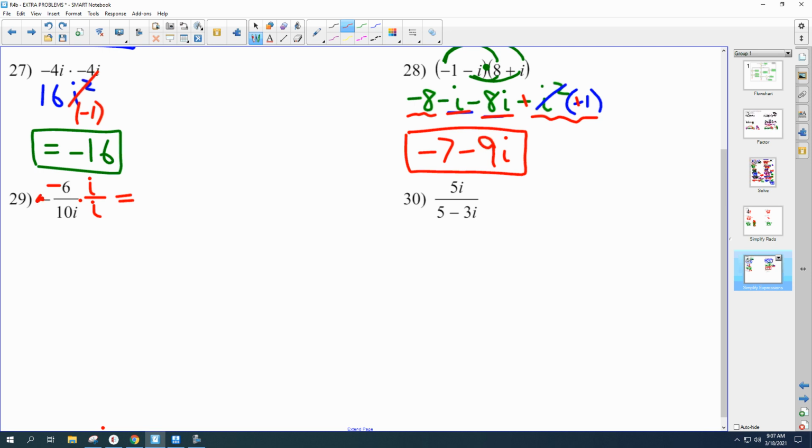Put the negative with the 6, just treat it like that. Negative 6 times i is negative 6i. And on the bottom, you have 10i times i is 10i squared. We know i squared is negative 1. So we have negative 6i over 10 times negative 1 is negative 10. We have a reducible fraction. Of course, negative over negative is positive, but also 6/10 reduces to 3/5. I'm looking at 3i over 5.